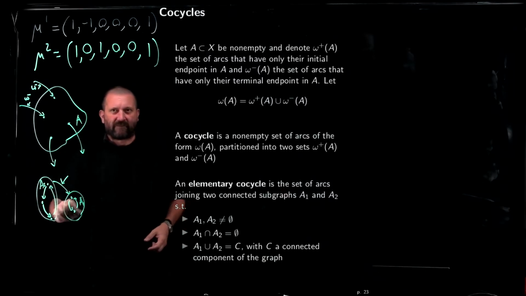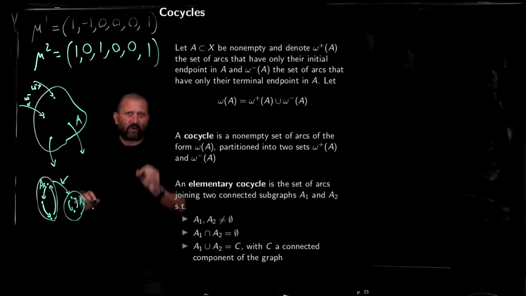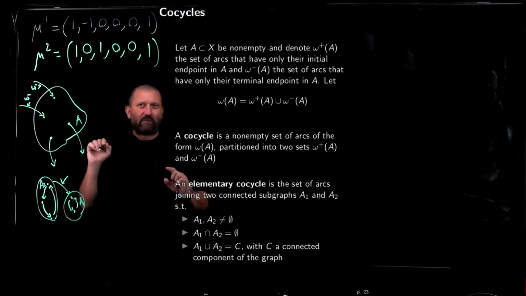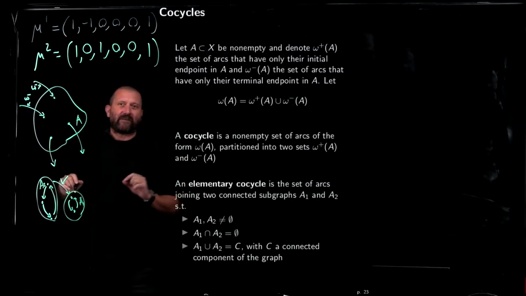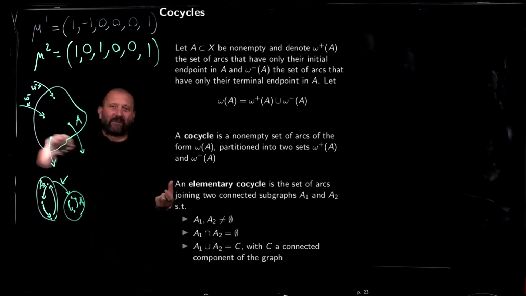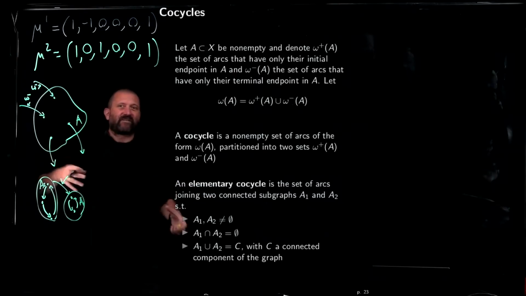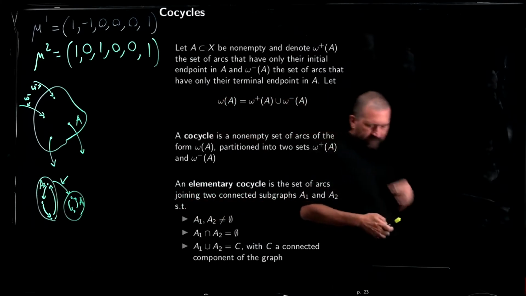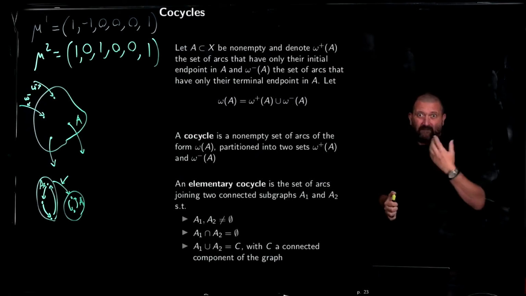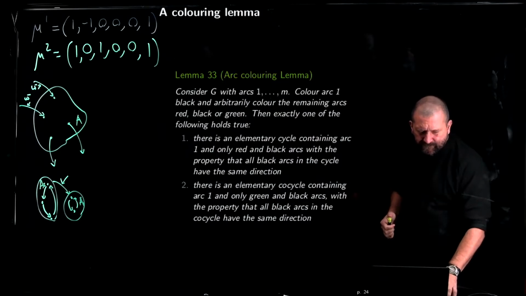And this is a connected component of the graph because remember that for connectedness, we're not looking at the direction. The same way as in a cycle, we're not looking at the direction. We can follow arrows the wrong way. For connectedness, we can follow arrows the wrong way. We just want to see that there exists a chain that will take me from one vertex to another. Okay? So that's what a cocycle is.